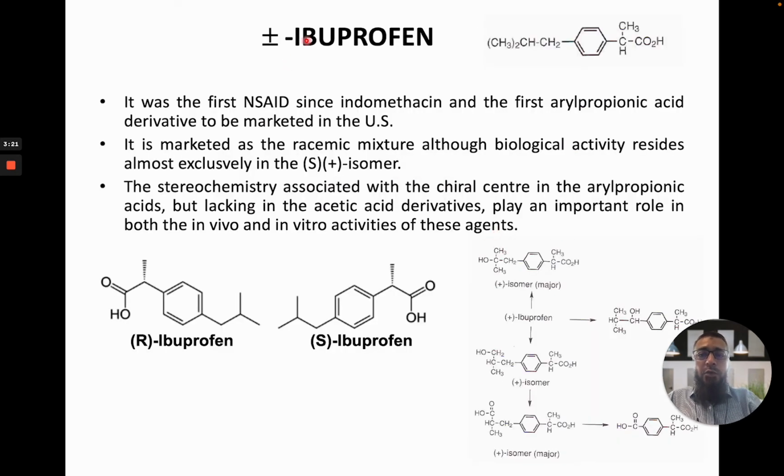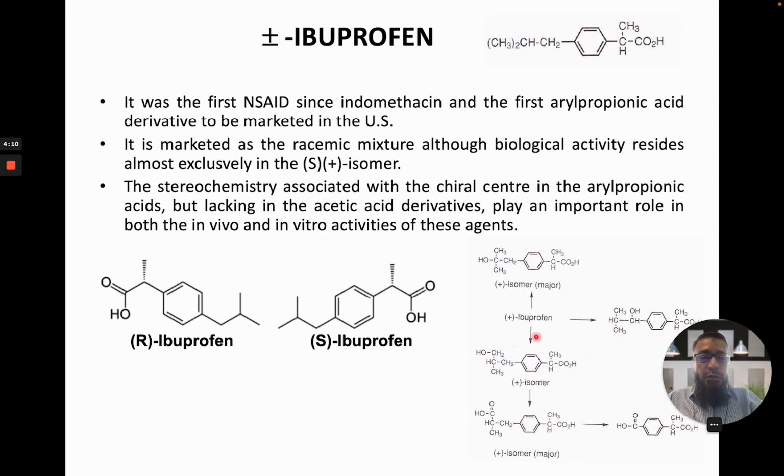So ibuprofen is the first NSAID introduced since Indometacin, and the first aryl propionic derivative to be marketed in the US. It is marketed as a racemic mixture, although the biological activity resides exclusively with the S isomer of ibuprofen. So this is the stereochemistry associated with the chiral carbon of this aryl propionic acid. The linking in the acetic acid derivative plays a very important role in both in vivo and in vitro activity, so this chiral carbon plays a very important role in the activity of the molecule.